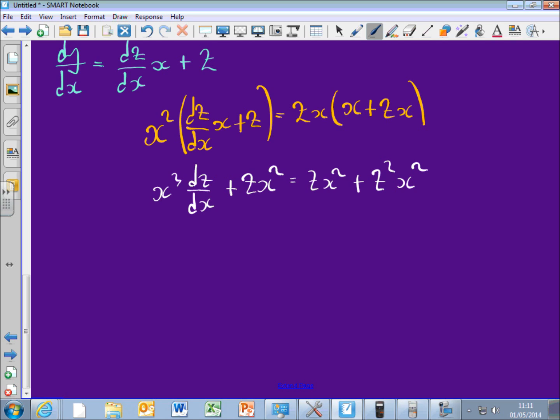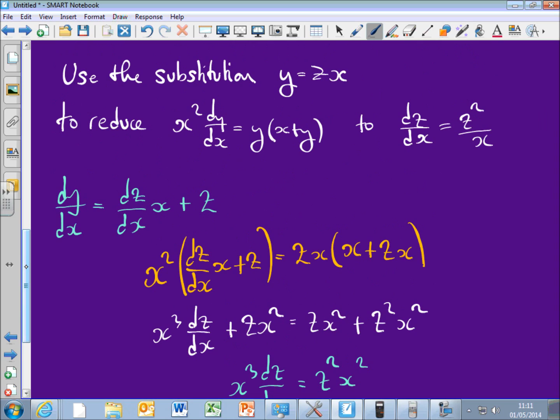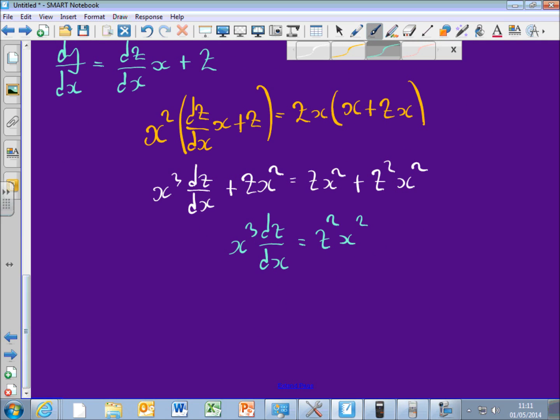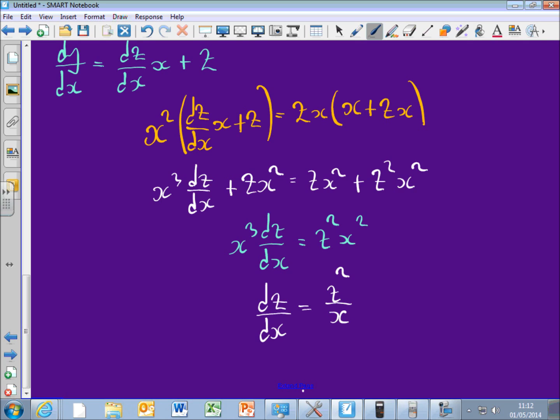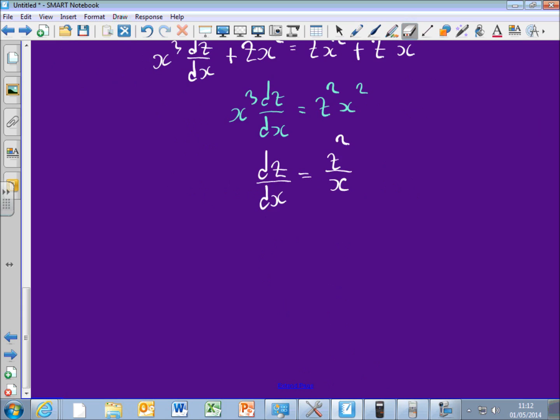Have I done that right? Yeah. Can I cancel a zx squared from both sides? I think so. So I've got x cubed dz/dx equals z squared x squared. And then finally, what can I do? How did we want it to look, first of all? Let's just go back up. Just divide by x squared, divide by x cubed. Yeah. So dz/dx equals z squared over x. Brill. Okay? Happy? Similar sort of thing to the other one?